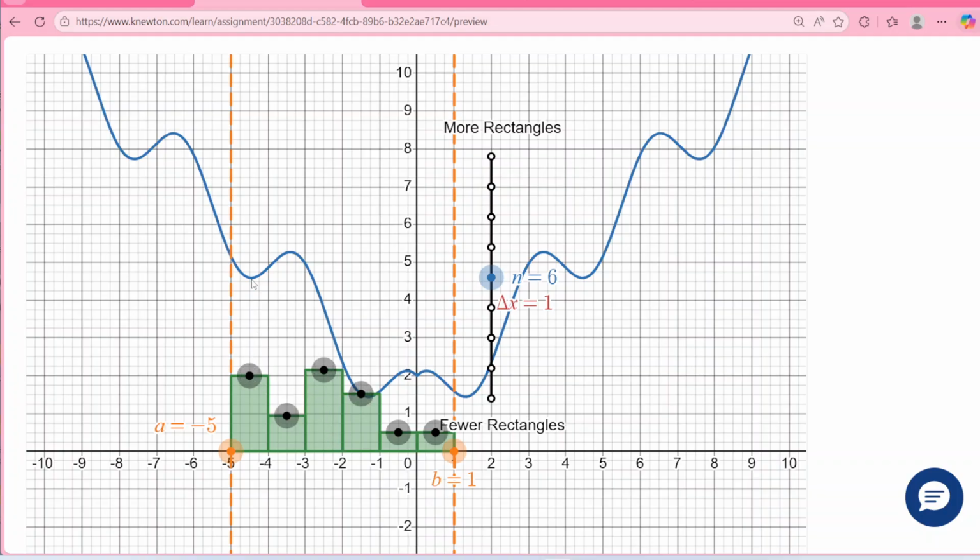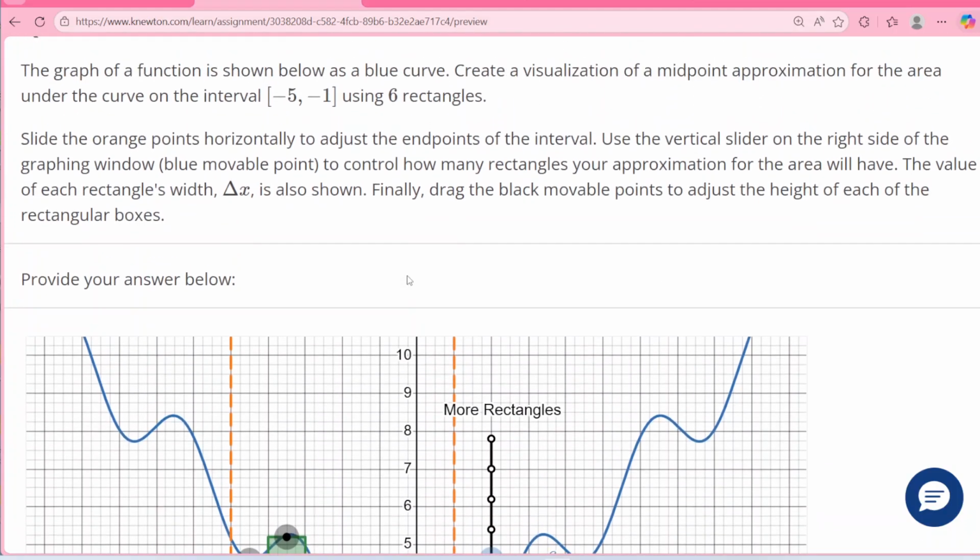Now I just need to move them to the curve, right? Make sure that the height is the value at this midpoint on the curve. So there's about there, and let's move the midpoint here up to, again, the curve as best you can. That looks pretty good. Yeah, a little closer. Maybe about there. So there. All these areas added up are approximately the area under the curve over this interval from -5 to 1.